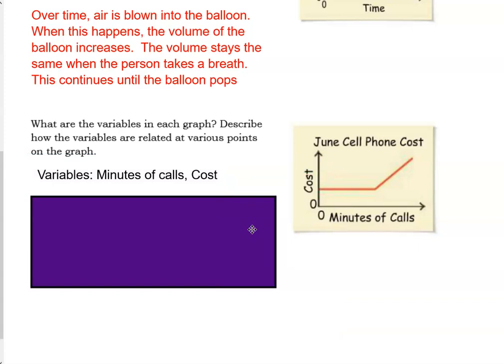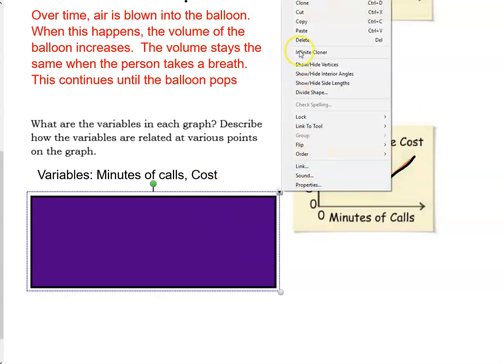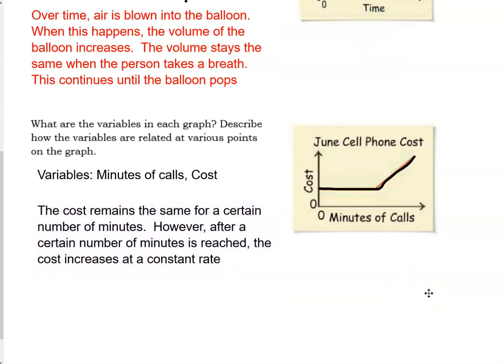So what used to happen, or sometimes maybe still does, depending on the type of phone you have, is you'll have to pay based on the number of calls you make. Now in this situation, it looks like the cost is staying constant. The cost isn't changing until we hit a certain point. So this whole time here, the cost is staying the same. And then all of a sudden at a certain point, the cost starts to increase. So when we describe the situation, we're going to say that the cost remains the same for a certain number of minutes. However, after the certain number of minutes is reached, the cost increases at a constant rate.